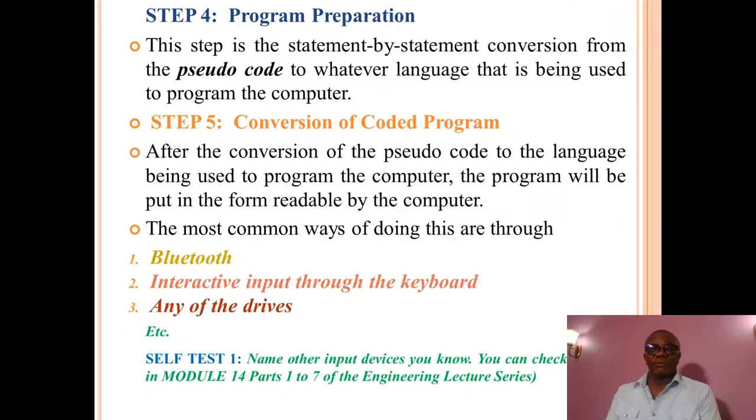So step 4, let's call it program preparation. This step is the statement by statement conversion from the pseudocode to whatever language is being used to program the computer. Step 5 is the conversion of the coded program, and we say that after the conversion of the pseudocode to the language being used by the programmer to program the computer, the program will be put in the form readable by the computer.